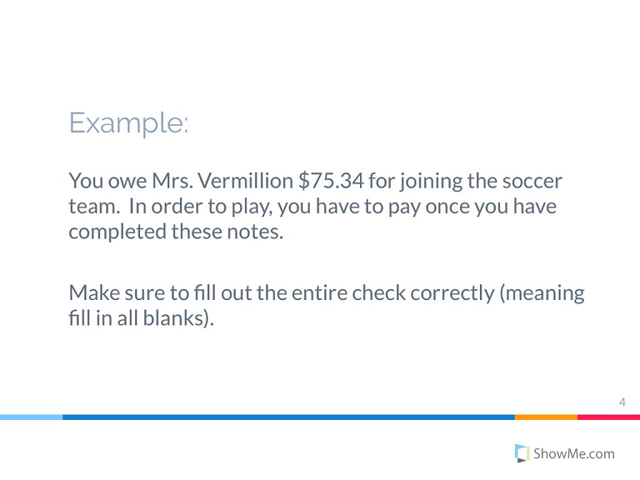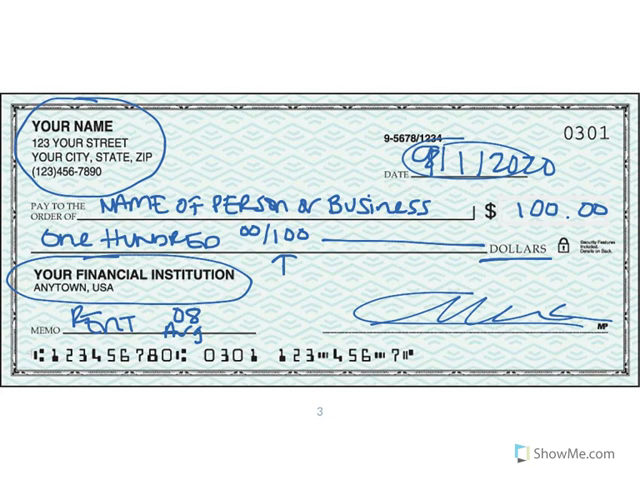So here's an example that I would like you guys to do. You owe Miss Vermillion $75.34 for joining the soccer team. In order to play, you have to pay. Once you have completed these notes, I want you to make sure that you fill out the entire check correctly, which means that you're going to be filling in all of those blanks that we just filled in on that check. So go ahead and do so now.